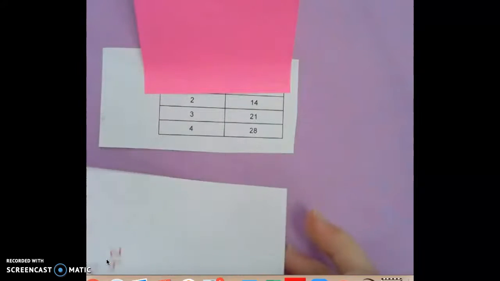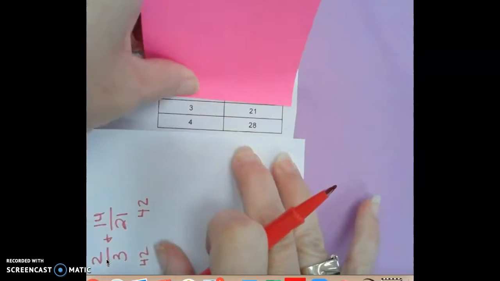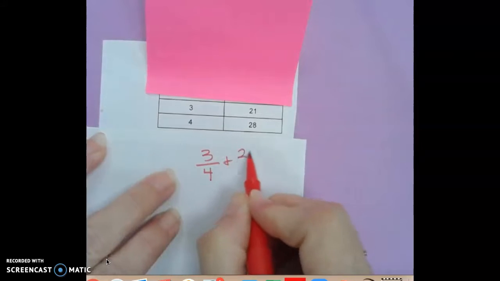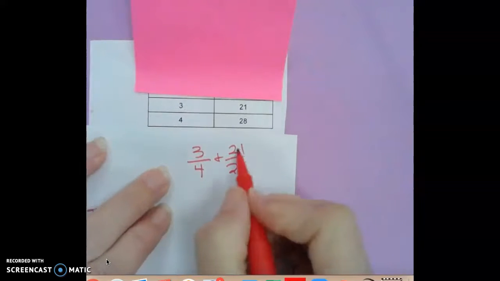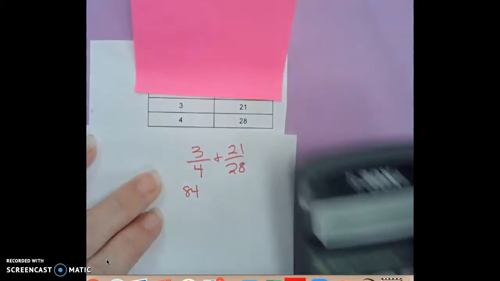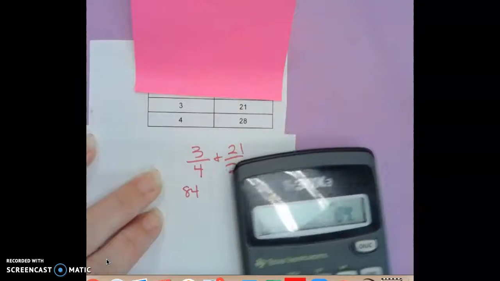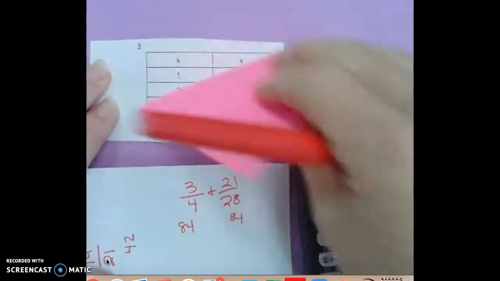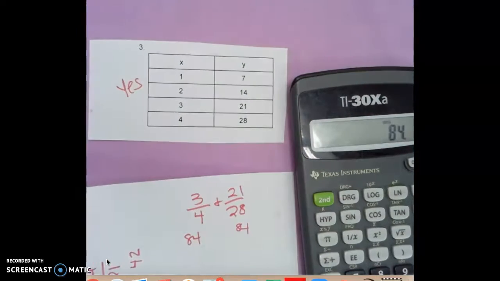So we're going to go down to the last one. See, I keep covering up and going down one at a time. So now I've got 3 over 4 and 21 over 28. Well, this one's 84. That's pretty easy to do in our head. If we wanted to double check, though, 3 times 28, 28 times 3, and that also gives us 84. So that means that, yes, this entire table is proportional. So we could do yes for that one.